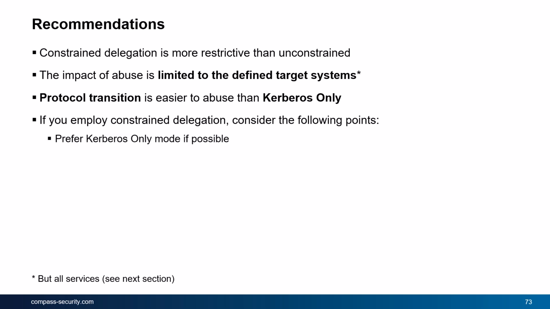Ideally, Kerberos only mode is preferred over protocol transition, since as we've just talked about, it's easier to abuse. However, in certain scenarios, it might not be possible. Then the actual configuration of the delegation restrictions, so what kind of targets are allowed, should be again as restrictive as possible. And essentially you should avoid things like a low privileged system being able to delegate to a high privileged system. So if you have a web server and allow that web server to delegate to your domain controller, you might run into problems quite quickly.